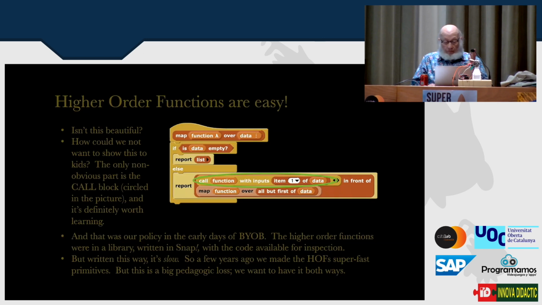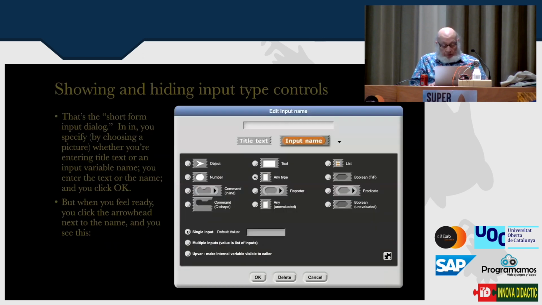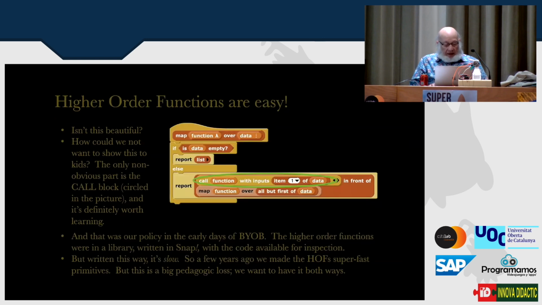And that lets us have map. And you know, there weren't any magic mumbo jumbo JavaScript things involved. It really is pretty simple and beautiful that you can do map in this much code. In Snap it is a thing of beauty. How could we not want to show this to kids? Of course we do.